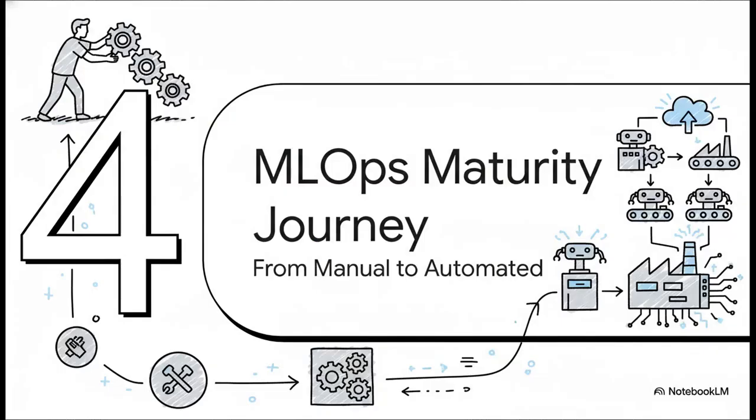But here's the catch. You don't build a fully automated factory overnight. It just doesn't work that way. See, adopting MLOps is a journey. Most organizations move through these really distinct levels of maturity, starting from a process that's completely manual, and then gradually, step by step, adding more and more automation.